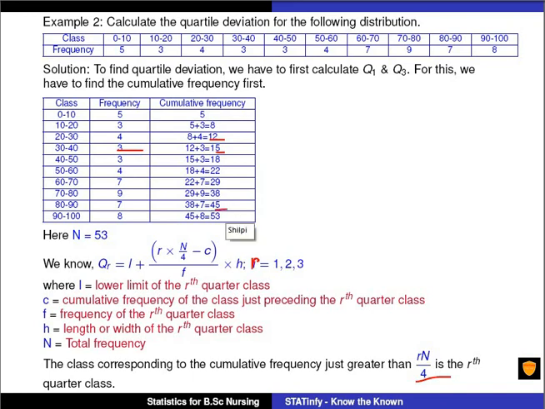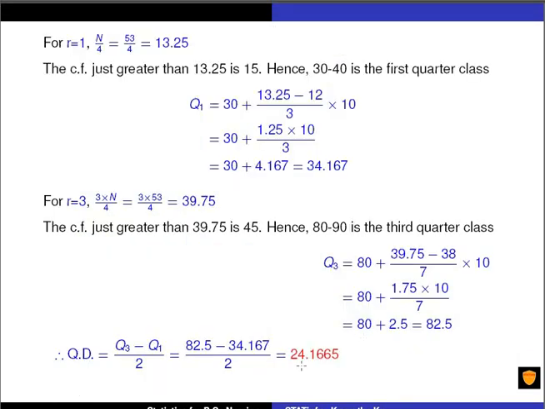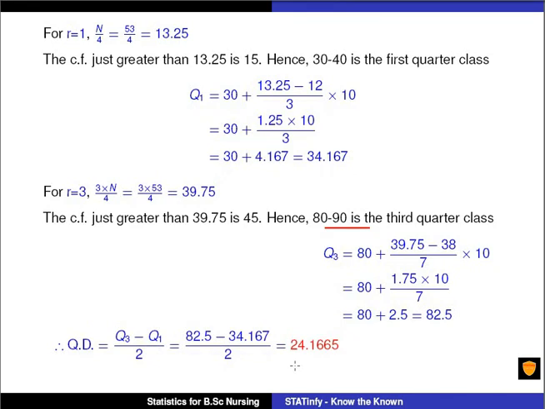Which is 45. It means that 80 to 90 is our third quartile class. I'm just putting all the values, we can get the value of Q3, which is equal to 82.5. Therefore QD, that means quartile deviation, is (Q3 minus Q1) by 2. So putting these values, we get 24.1665. This is the way of calculating quartile deviation if you have a grouped frequency distribution.